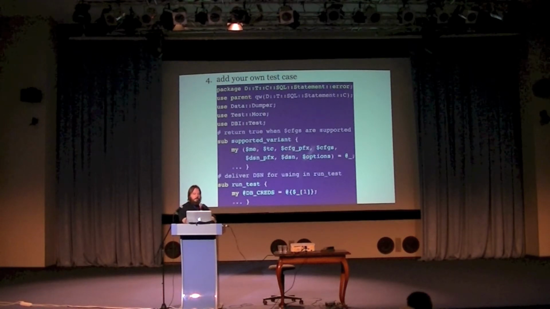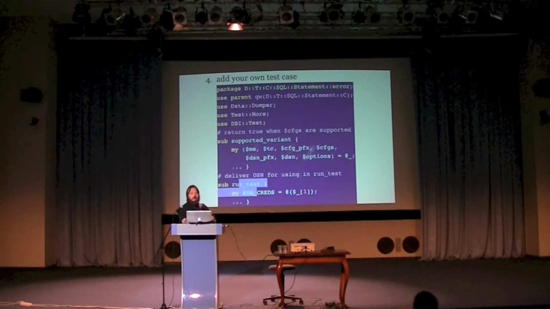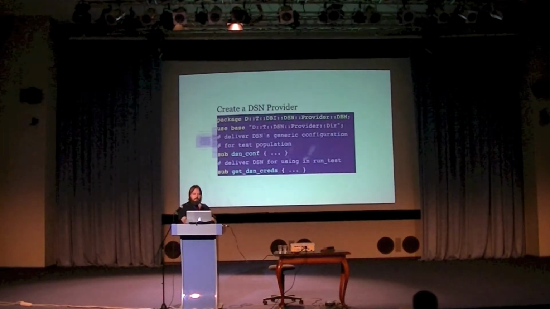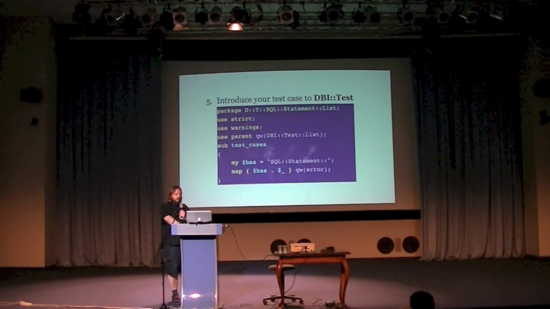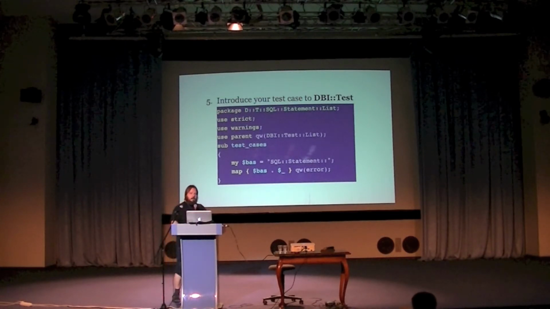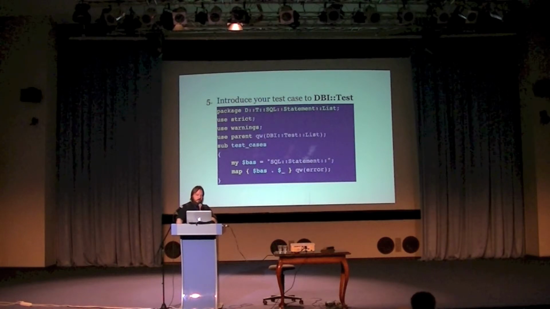And then we have a run test method. There are the real tests included. Well, let's go that way. Then we have to tell DBI test: this is a test case we really want to execute. It's not an experiment. We don't want to have it on auto site, and we want to see that.